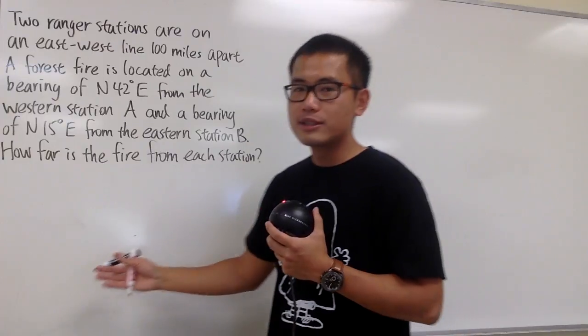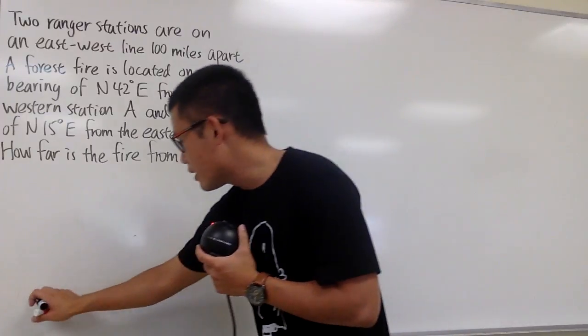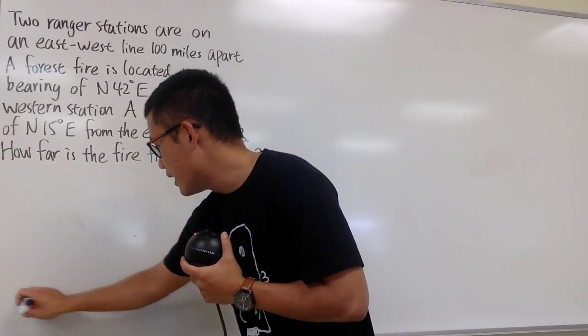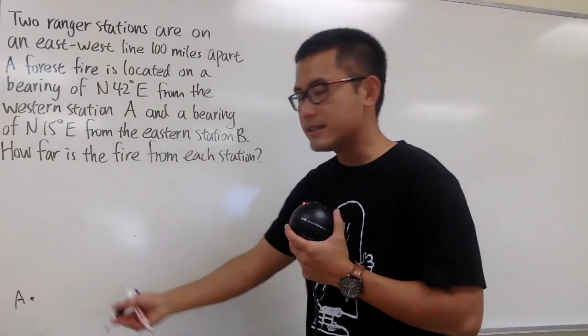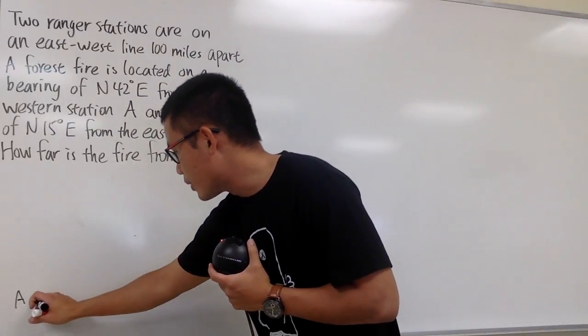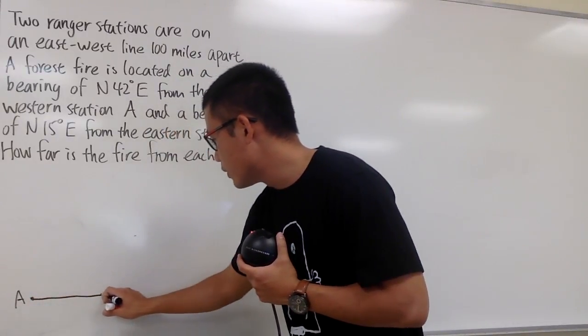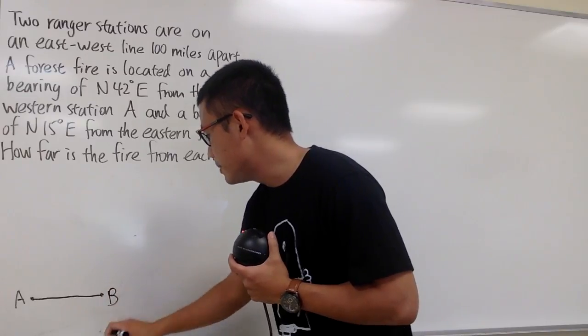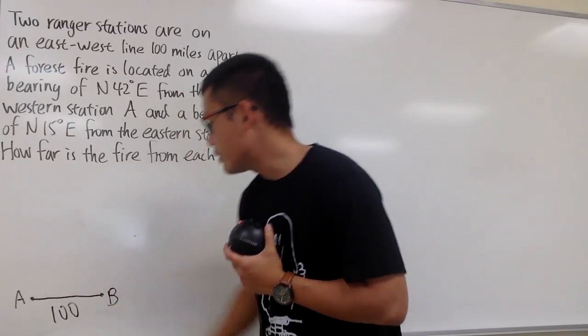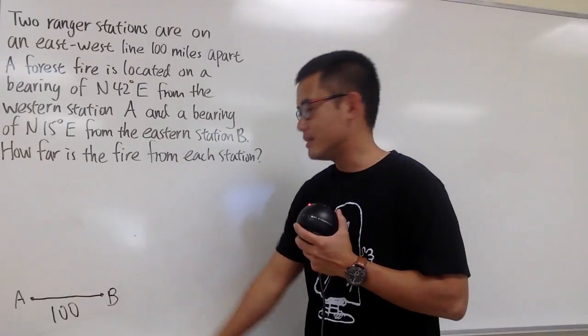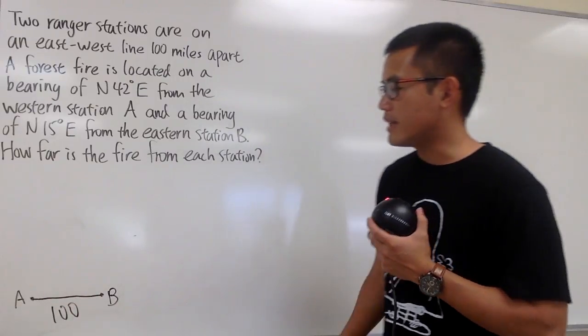So here we go. Let's draw the A and B stations right here, right? So let me just say A is right here, which is on the west side. And we know we have to go 100 miles away like this. This is going to be the B. So this is 100. And let's not put on the units. Let me just draw 100 like that.